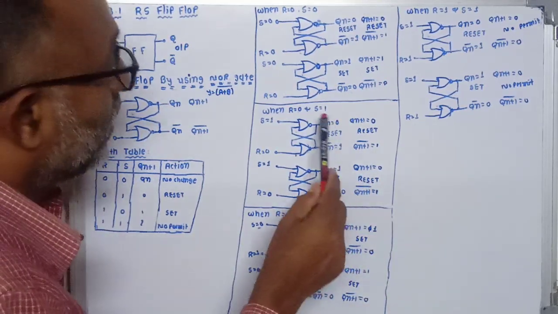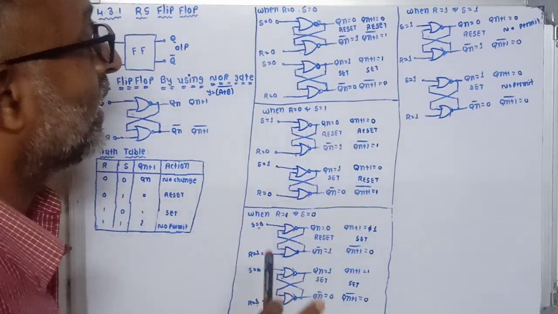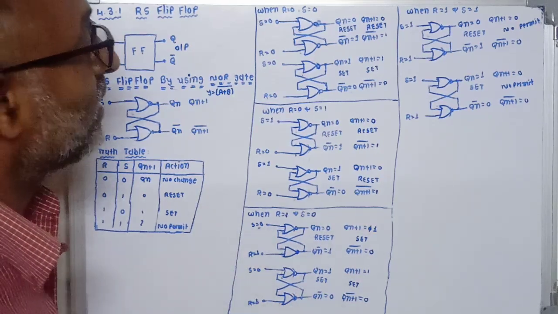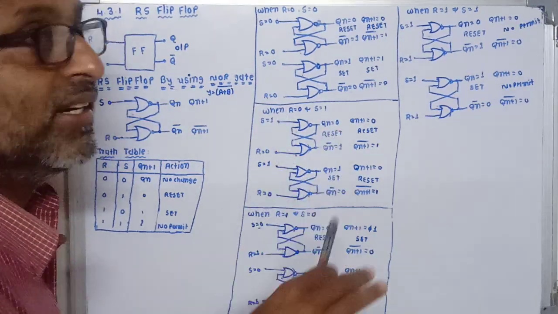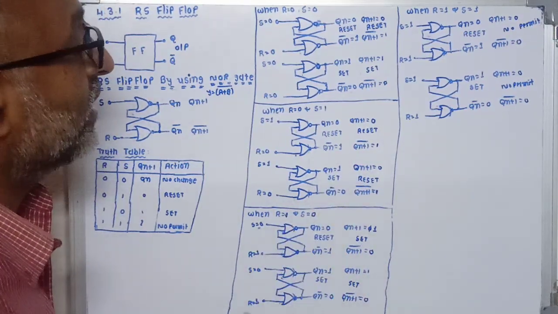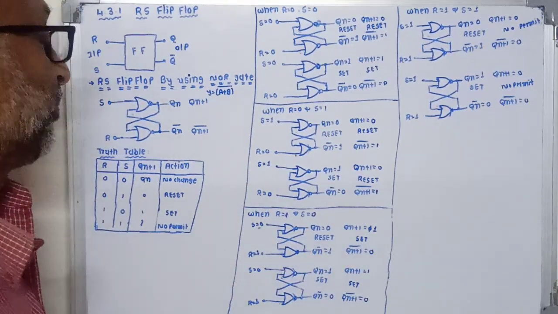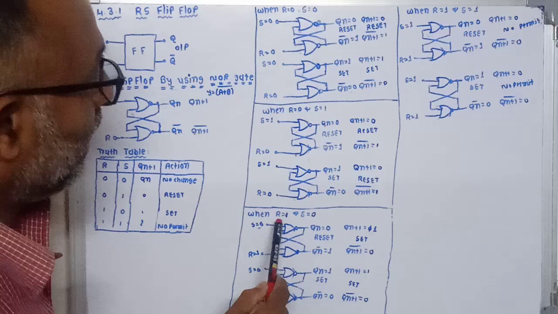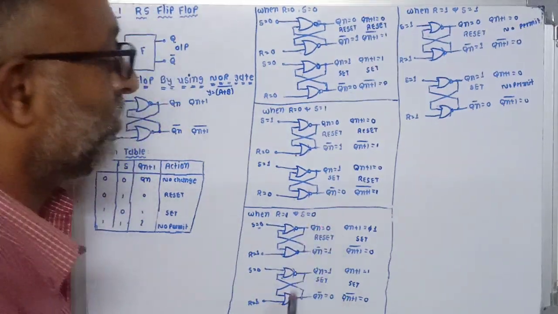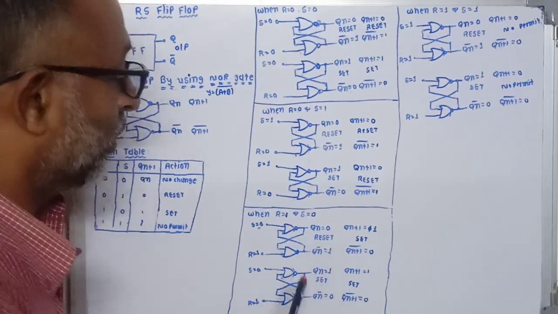So from that we can say that when R is equal to 1 and S is equal to 1, at that time our flip-flop goes into reset condition. If it is in reset, it still remains in reset condition. If it is in set condition, it goes into reset condition when input is applied. Now third, when R is equal to 1 and S is equal to 0, and initially our flip-flop is in reset condition, that means Qn is equal to 0 and Qn bar is equal to 1.